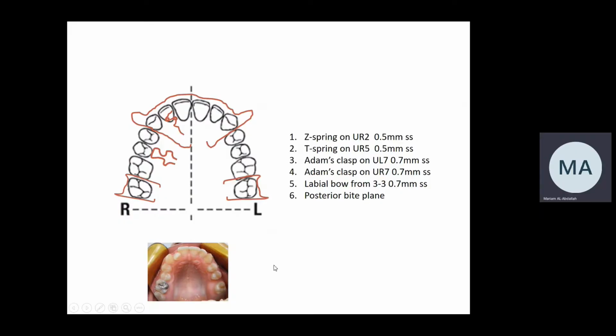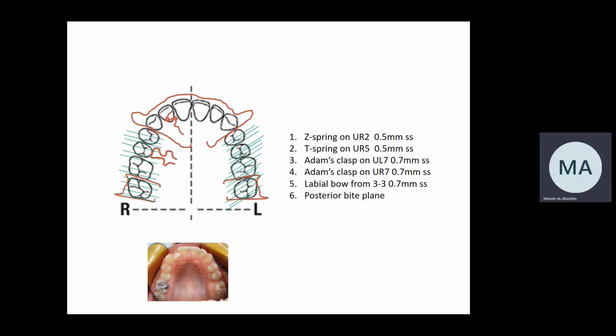An alternative is to use, so this is the third alternative, as you can see, the active components should be chosen correctly, and then for the retentive components we can have alternatives according to the case. Here, a third option is to have Southend clasps on the upper left 2 and 1. So this will not interfere with the movement of the upper right 2. So Southend can be used, 0.7 millimeter stainless steel wire.